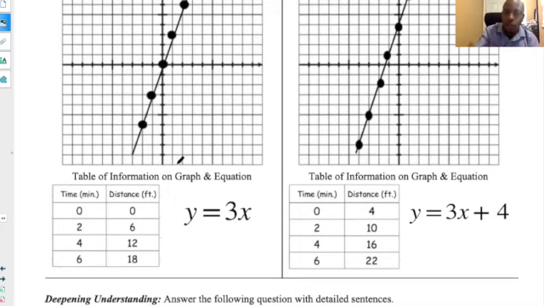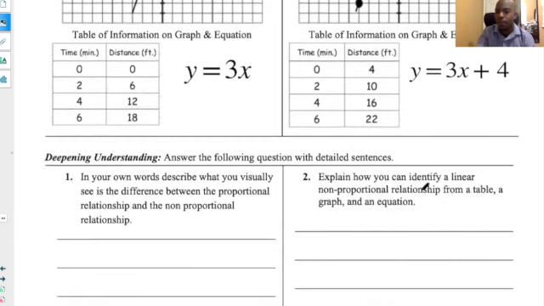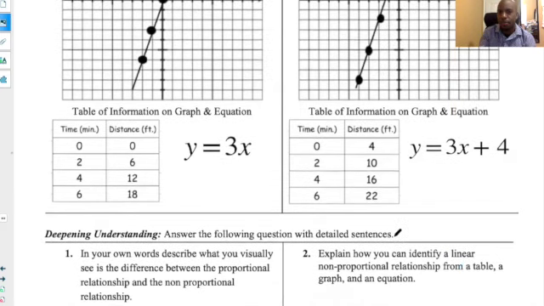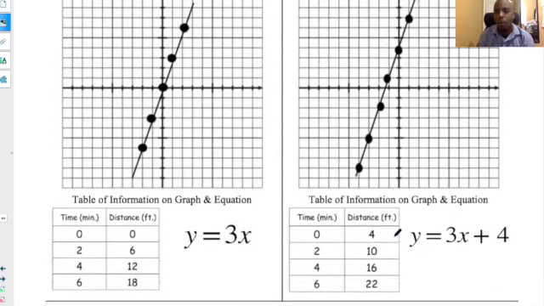Notice the left side: this graph, this table, this equation, they're all proportional. Notice the right side: this graph, this table, this equation, they're all non-proportional. What is the same and what is different? Take a second, analyze them, pause the video if you need to, and see if you can figure out what's the same and what's different in these situations. Then I want you to write your answers down here with some detailed sentences. In your own words, what do you see visually that's the difference between these two? Think about how you can tell the difference between the graphs and the tables and the equations of a proportional and a non-proportional.